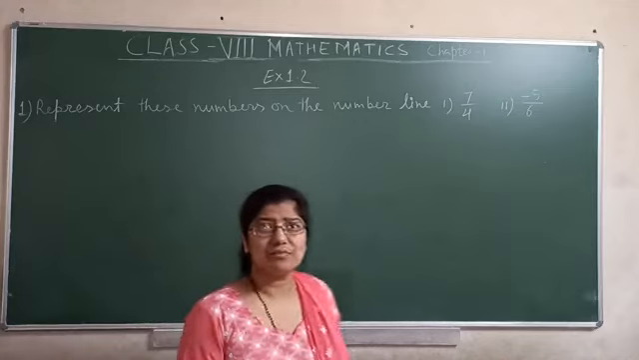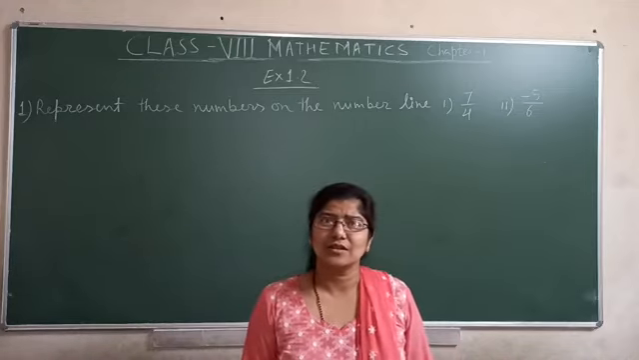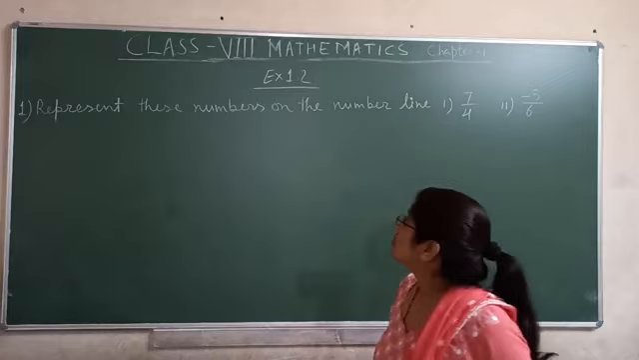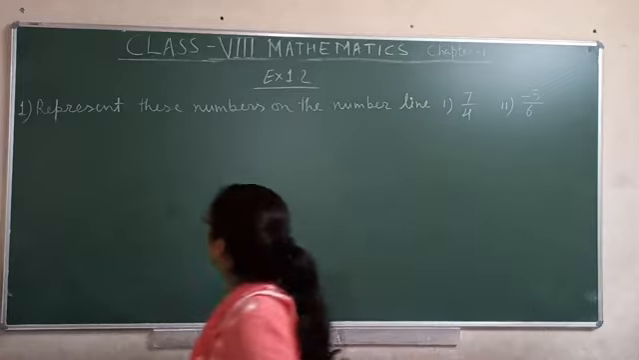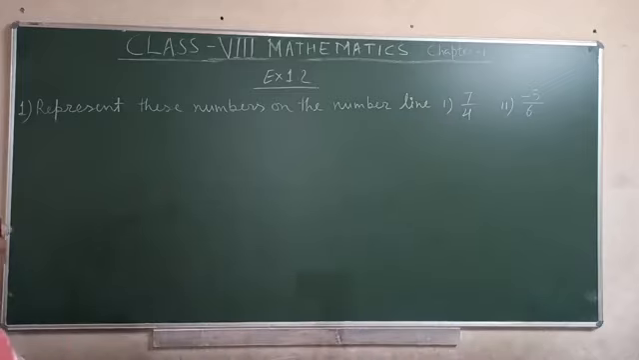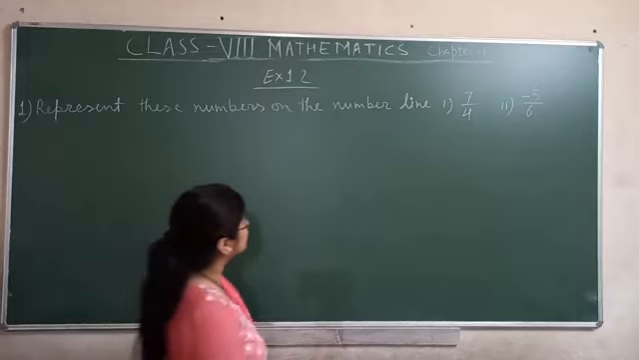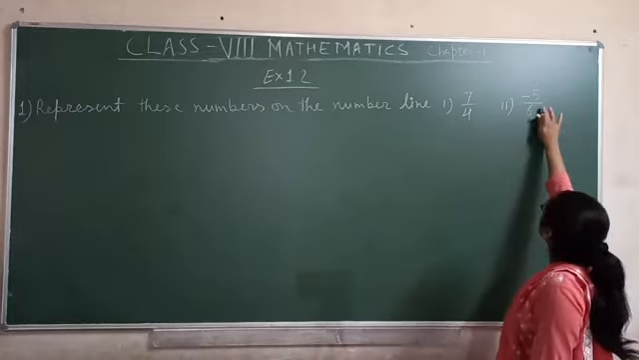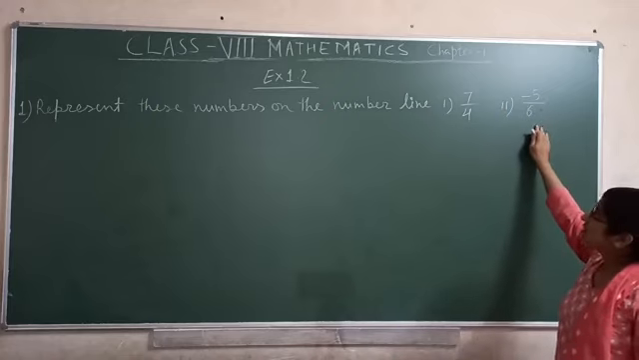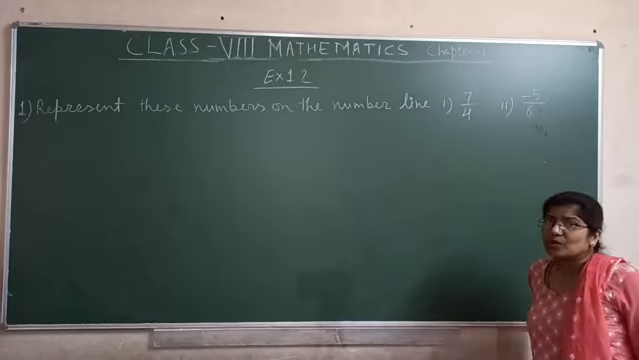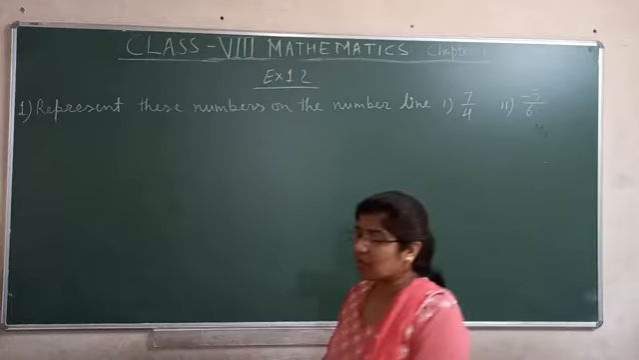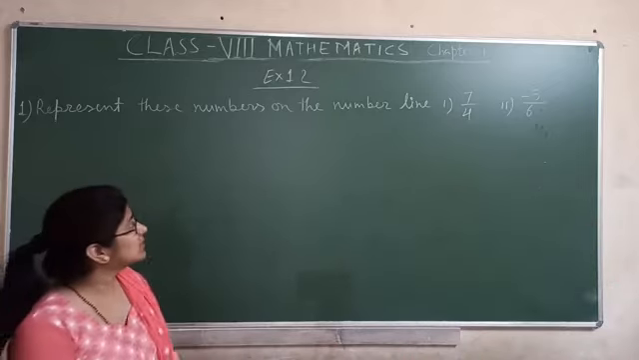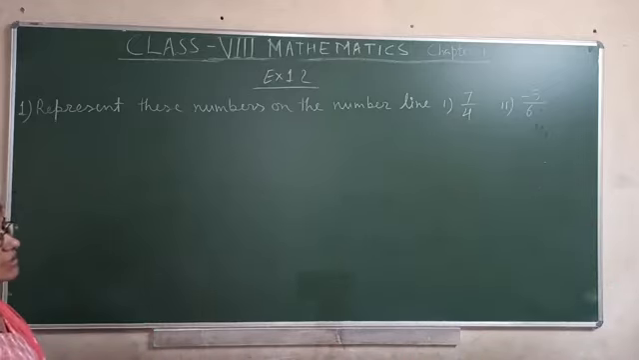Hello students, mathematics class for 8, exercise 1.2, question number 1. Represent these numbers on the number line. These are rational numbers 7 by 4 and minus 5 upon 6. So here you have two rational numbers and we have to represent these numbers on the number line. So let's start.